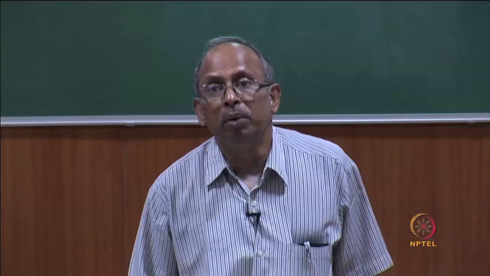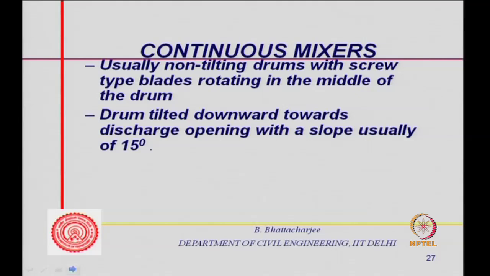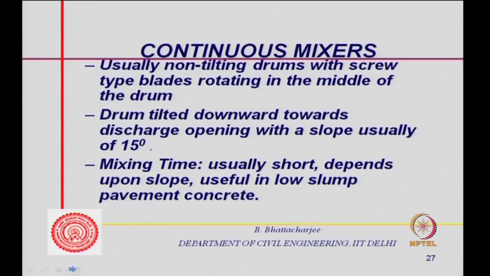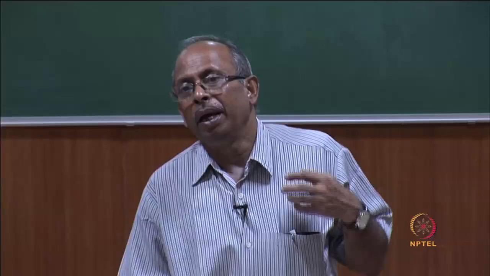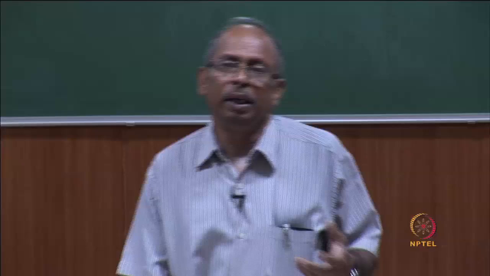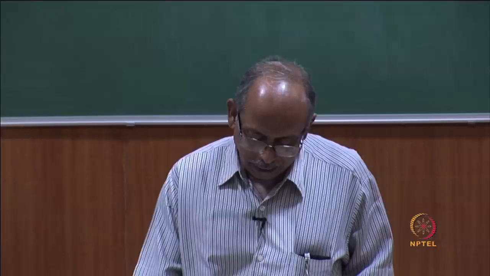As I told you, the continuous mixer is usually a non-tilting drum with screw type blades rotating in the middle of the drum. You feed from one side, and the drum might be tilted slightly downwards towards the discharge opening, with a slope usually of 15%. Usually a very short mixing time, depends upon slope, useful in low slump pavement concrete. So, if you are producing a large quantity of concrete, this might be a useful one. It is continuous batching and continuous mixing: you feed from one side, the screw type blades cause the mixing as the drum rotates, and then it discharges at the end, by which time the mixing has been finished.